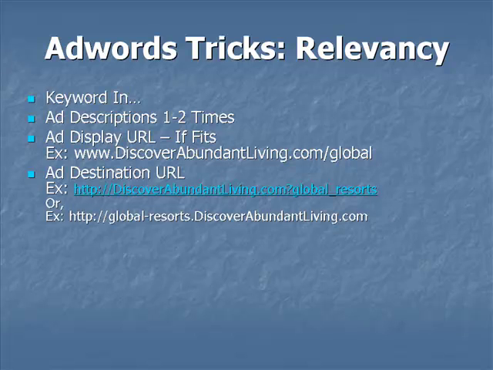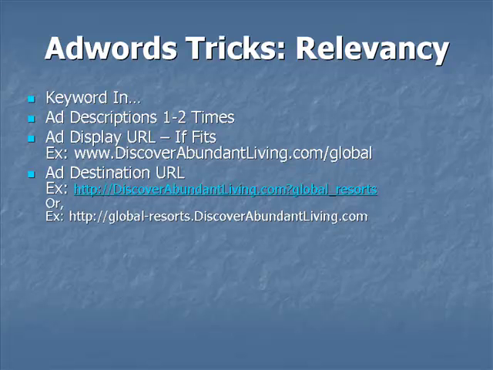Now the third place to have your keyword is in the destination URL. This is a trick I recently learned. I had no idea that this could be done. This is an example of my destination URL, and it has to be the same root domain as the display URL. That is a rule of Google. So you can't display one thing and then send them to another domain. But you can put a subdomain in this destination URL. So I could have http://global.discoverabundantliving.com. That's one way to get my keyword or part of my keyword into the destination URL. To do that, I would just have to set up a subdomain, which would be called global in that example, at my hosting company.